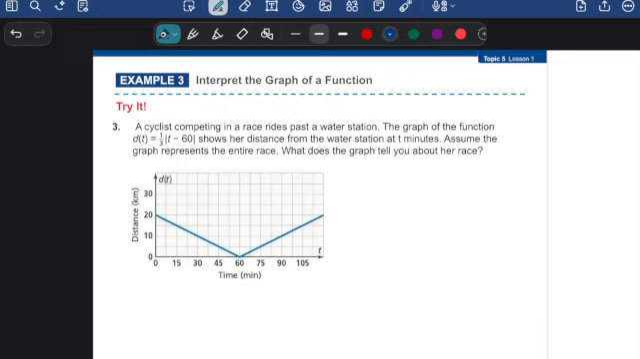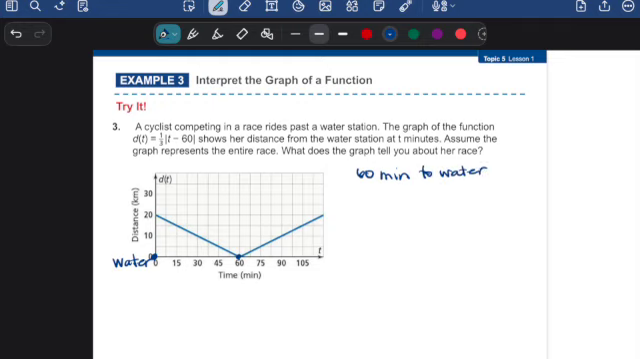The graph, d of t, shows her distance from the water station. So from the water station, that means 0 is going to represent the water station. And t represents minutes, and the output, d of t, is the distance in kilometers. So how long does it take her to get to the water station? It takes her 60 minutes to get there. So we could say 60 minutes to get to the water station.